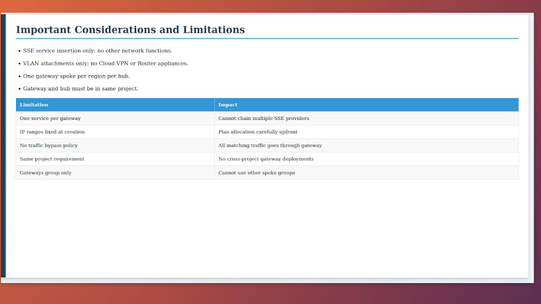You can only have one NCC Gateway spoke per region per hub. If you need gateway capacity in multiple regions, create additional gateway spokes in those regions.